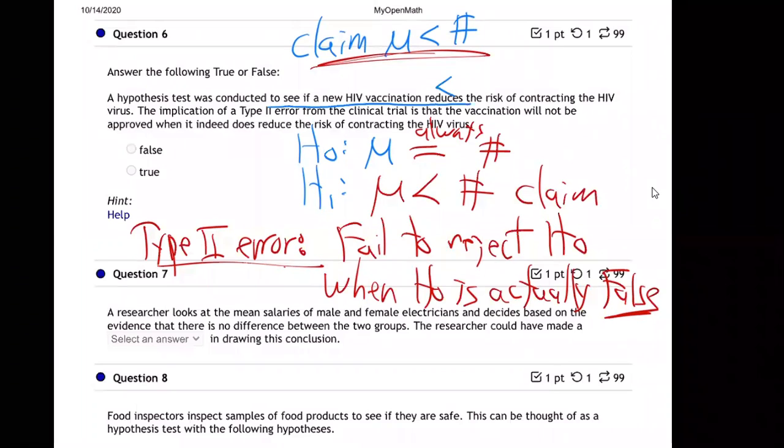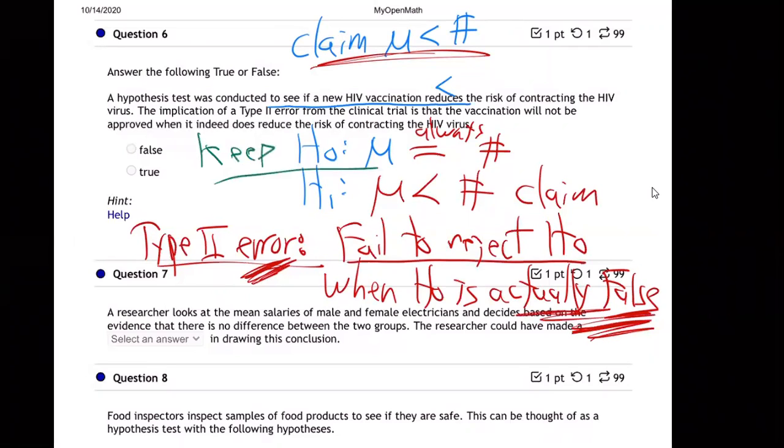We don't want to make an error. We don't want a type 1 or type 2 error. What would a type 2 error mean? It would mean you would fail to reject the null when it should have been rejected because it's actually false. So you would keep the null when it's actually false, right? Fail to reject means keep. So you keep the null when it's actually false. You should have rejected it.